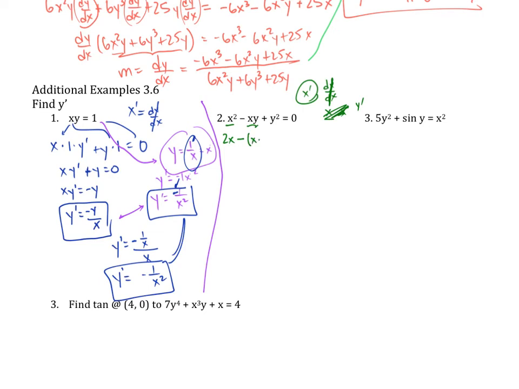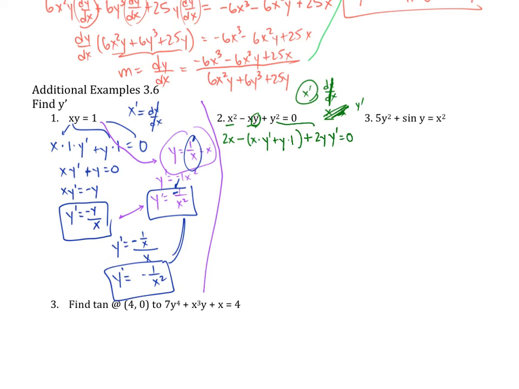Over here, I need a product rule. First times the derivative of the second, which would be the derivative of y, and that would be just 1, but I need a y prime, plus the second times the derivative of the first, which is 1, and I don't write x prime, plus the derivative of this guy, which would be 2y y prime equals 0. The derivative of a constant is 0. The derivative of 0 is 0.